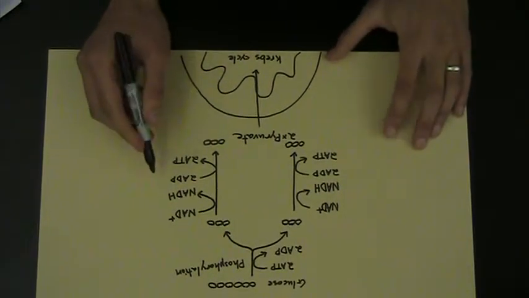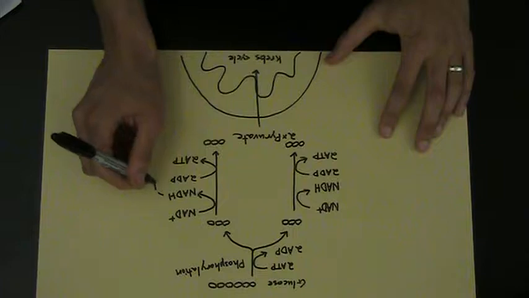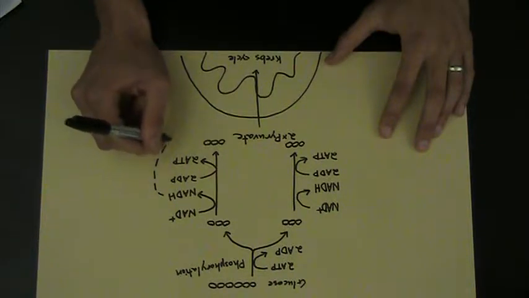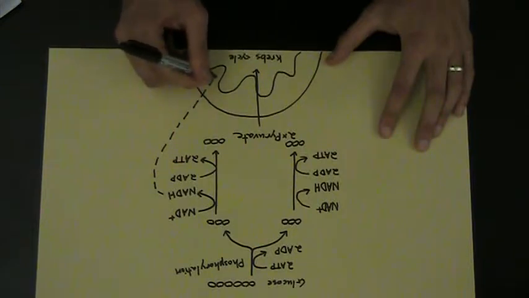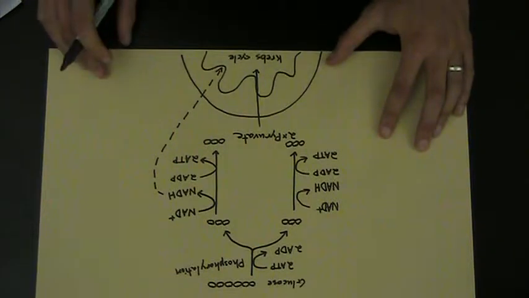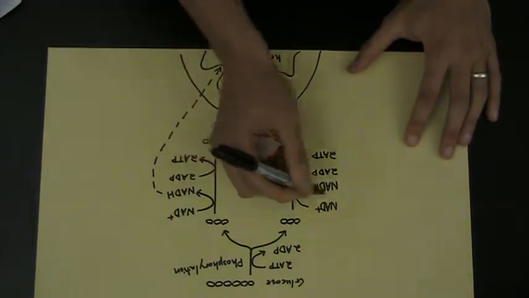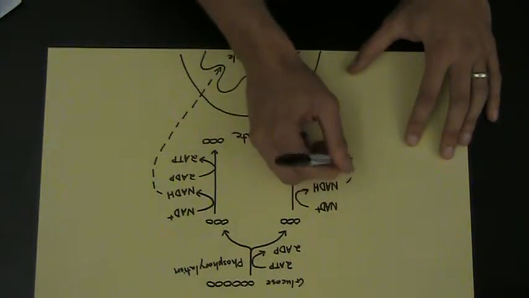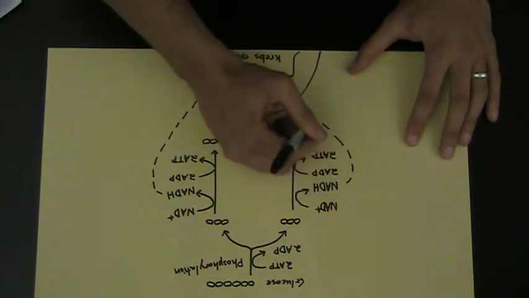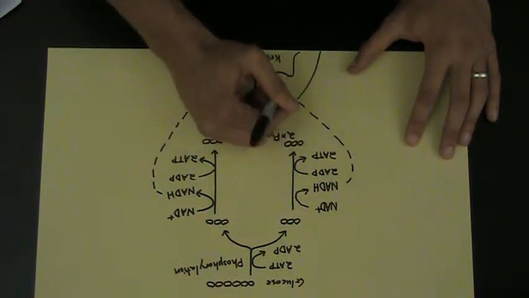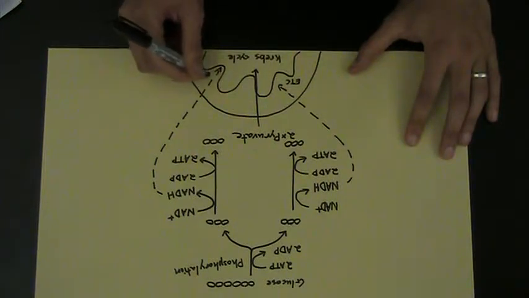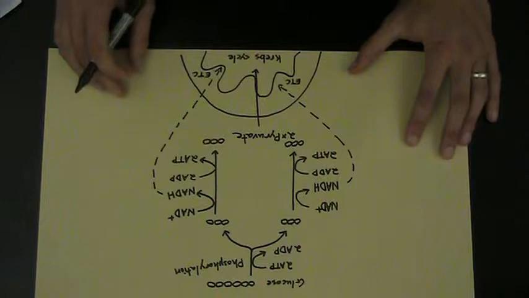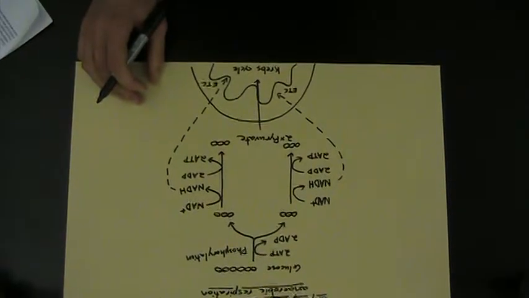The NADHs will move to the electron transport chain, which is located on the inner membrane of the mitochondria. And there they can help to generate more ATP. I'm just going to abbreviate that to ETC. That stands for the electron transport chain. Okay. Zoom back in.